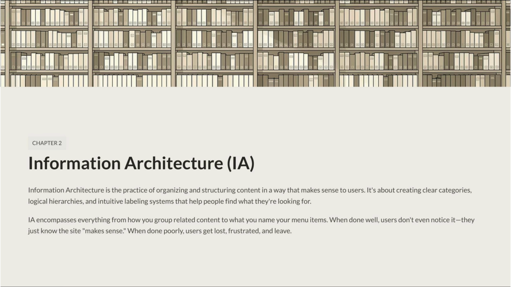Information architecture, IA, is crucial for organizing content effectively. It involves creating clear categories, logical hierarchies, and intuitive labeling systems. This ensures users find what they need effortlessly. Proper information architecture means users seamlessly navigate the site, while poor information architecture leads to confusion and frustration. It's about making the site intuitive and user-friendly.